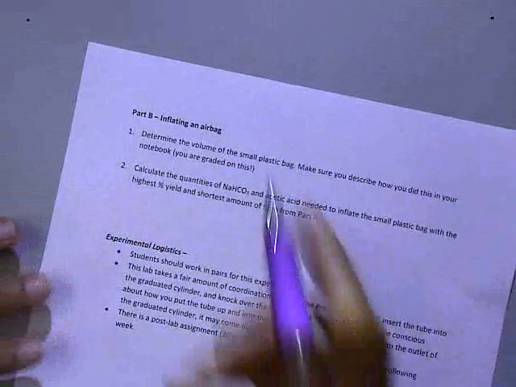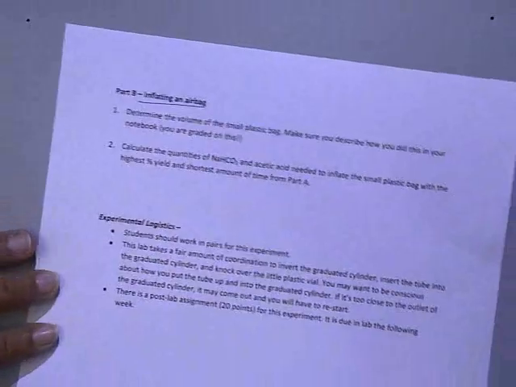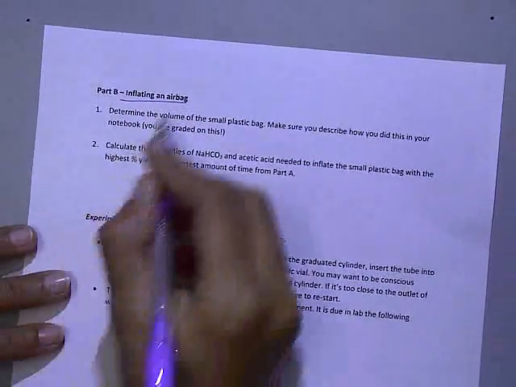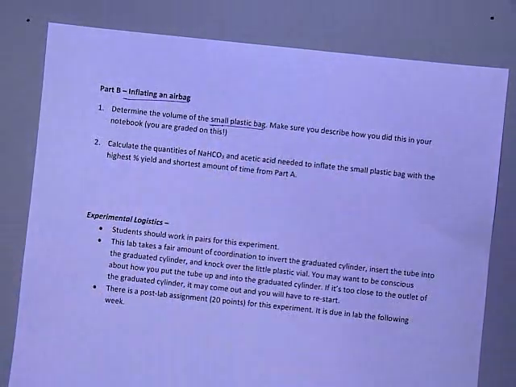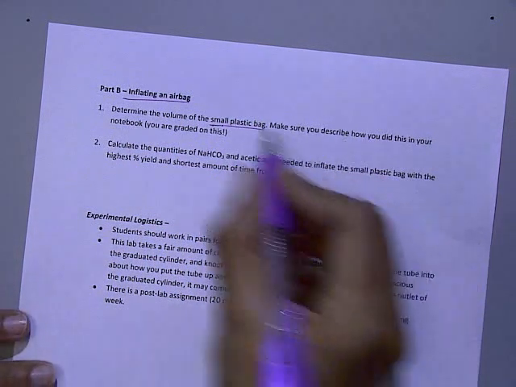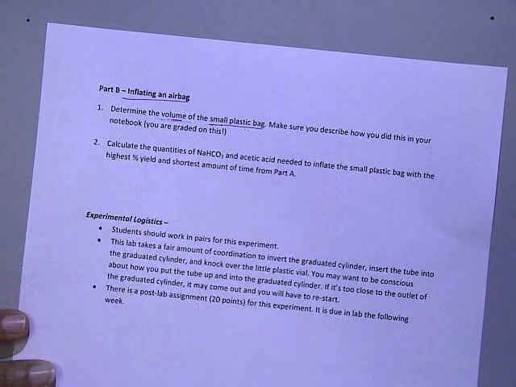Now let's go on to part B. So part B is called inflating an airbag. So here, in part B, we want you to determine the volume of the small plastic bag. So we're going to give you guys a small Ziploc bag, and you're actually going to make an airbag in lab out of this Ziploc bag. You need to determine the volume of this plastic bag.